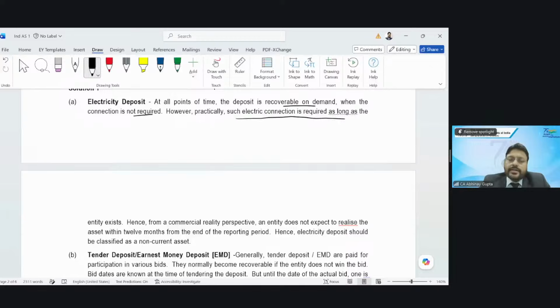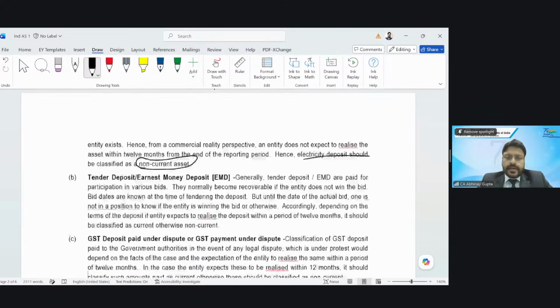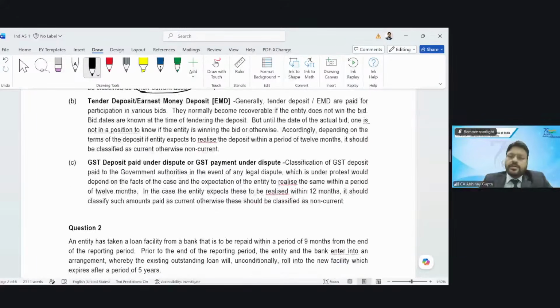Hence, electricity deposit will always be considered as a non-current asset, right? Because it is not realizable within the next 12 months from the reporting date, because we are not going to wind up our business and hence we are not asking for the electricity deposit refund anyway. Clear? Easy one.